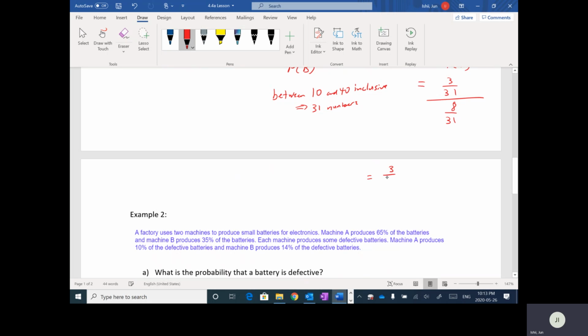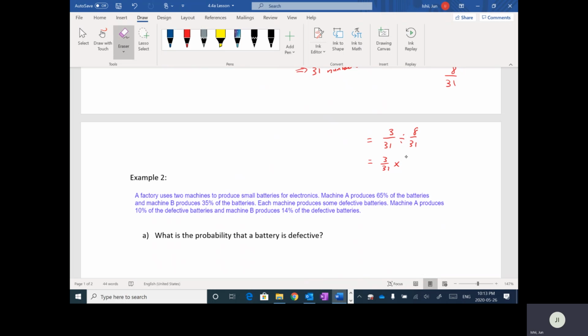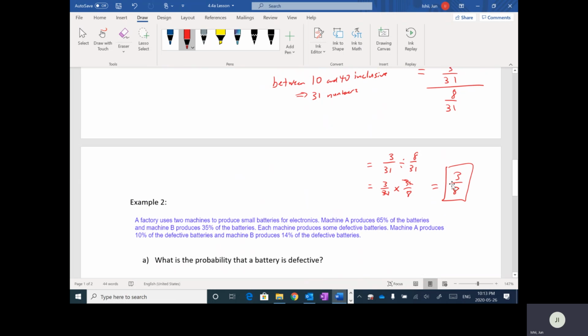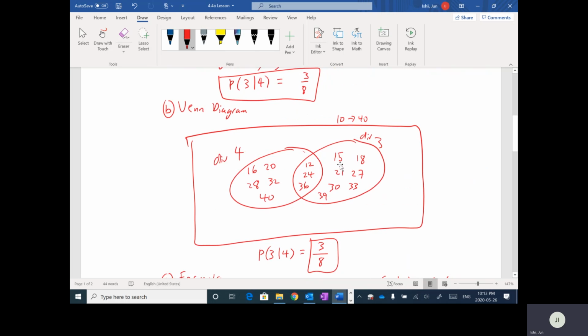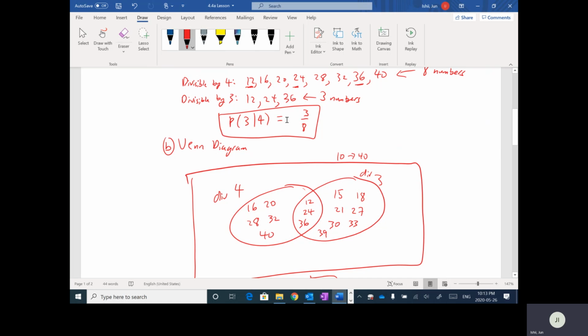This is the same as 3 out of 31 divided by 8 out of 31, which is equal to 3 out of 31 times the reciprocal, so that's 31 over 8. And what happens is these two 31s cancel, and you're left with 3 out of 8. So this is how it would happen with the formula. What you notice is that we get 3 out of 8 again. We had 3 out of 8 with a Venn diagram, and we also get 3 out of 8 just by logic. So we get the same answer 3 times.